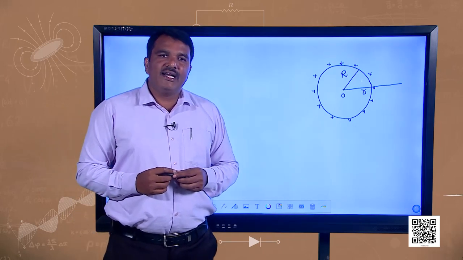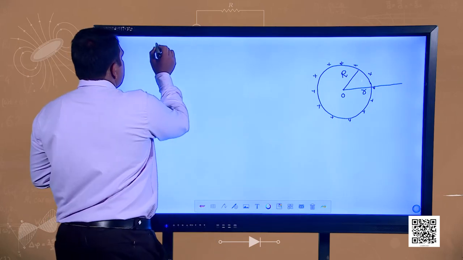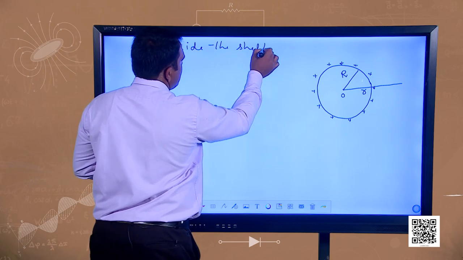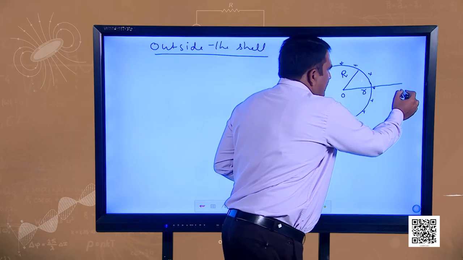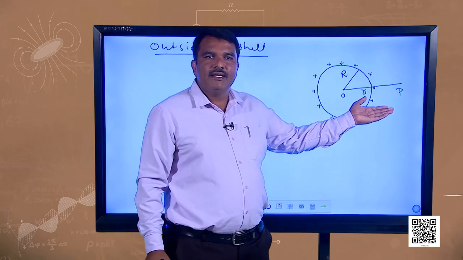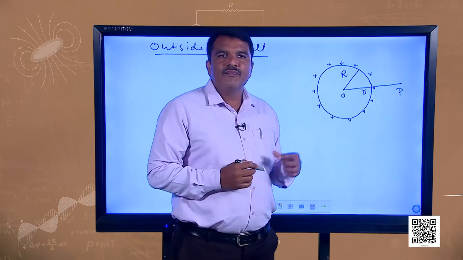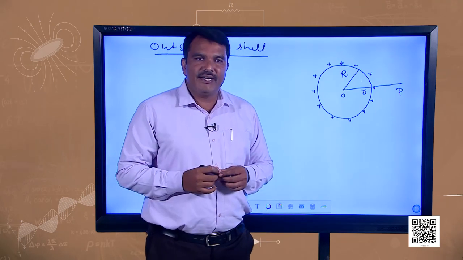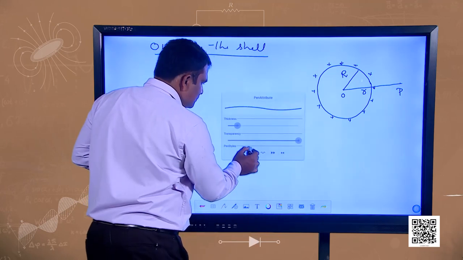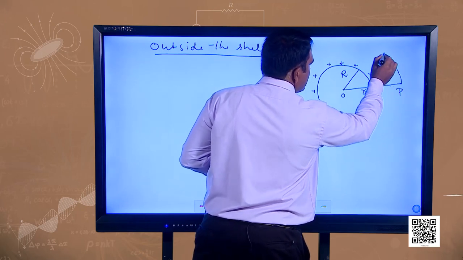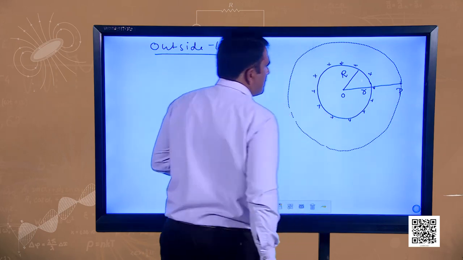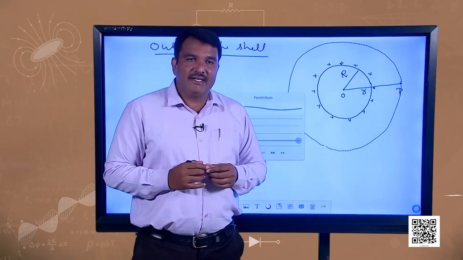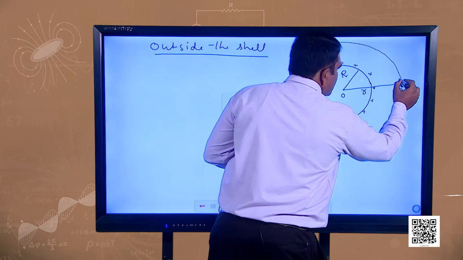So let us find electric field at any point outside the shell. First, outside the shell. Suppose we have a point P, and this point P is lying outside the shell at a distance small r from the center of the shell. So let us imagine a Gaussian surface in the form of a sphere of radius small r. Now, let us cut a small area element delta S from the Gaussian surface around this point P.